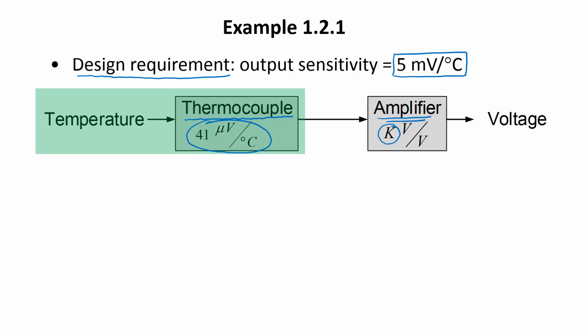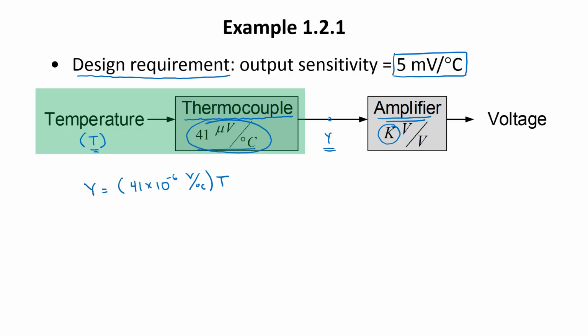This block represents the thermocouple. Its input is temperature, which I'll denote as T. The thermocouple output is here. It's a voltage that I'll call Y. The equation relating Y and T is Y is equal to 41 microvolts per degree centigrade, which is 41 times 10 to the minus 6th volts per degree centigrade times the temperature.